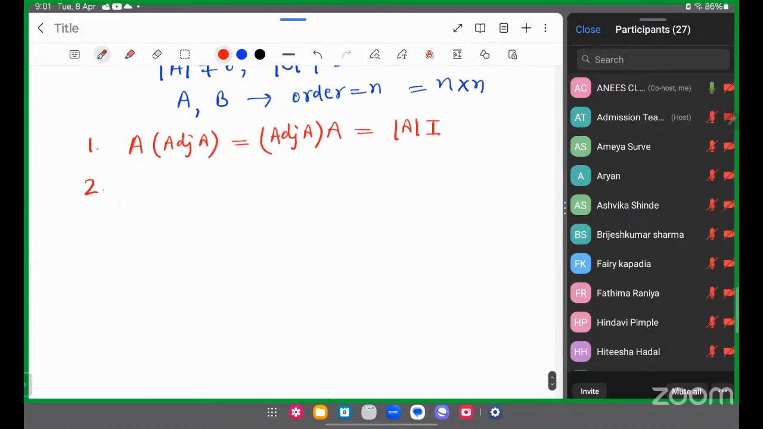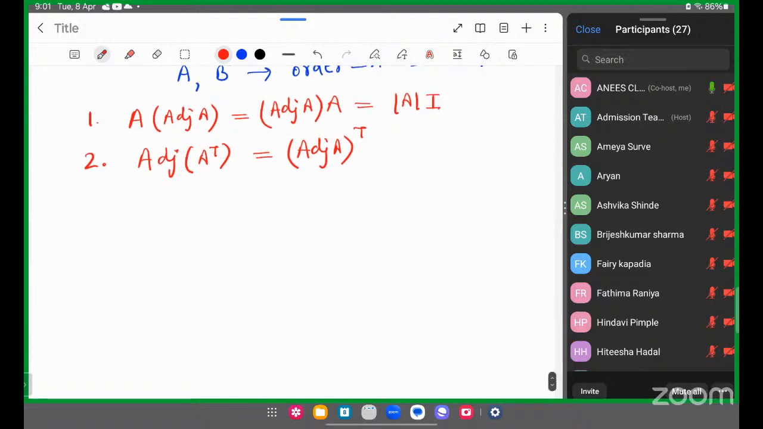Second point: if you take the adjoint of the transpose of a matrix, this will be the same as the transpose of adjoint A. Either you first take the transpose of the matrix and then find the adjoint, or you can simply find the adjoint directly and after that apply the transpose. The answer will be the same. The third property is very important.